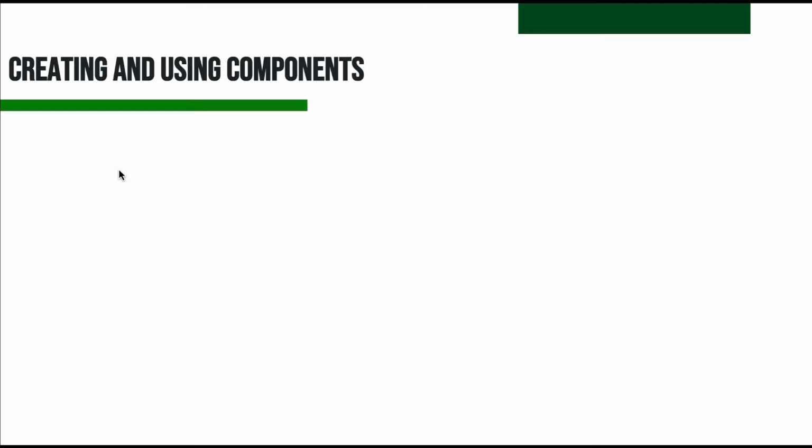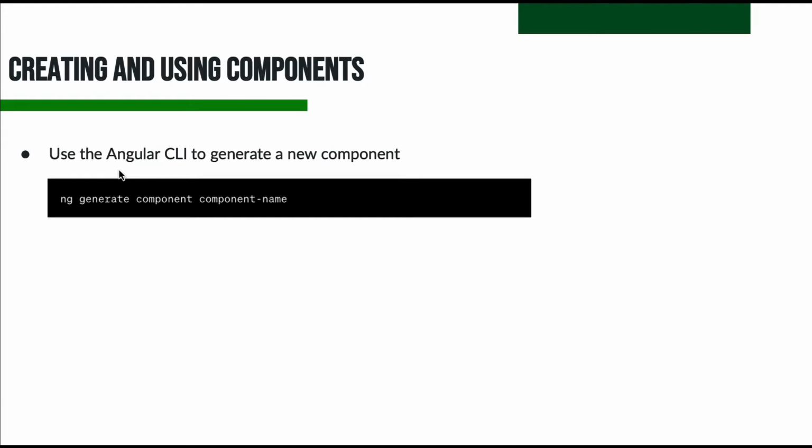In order to create a component, all we need to do is use the Angular CLI to generate a new component, and we can achieve that by using the following command: ng generate, or you can also just use ng g as a shortcut for generate, and then component and then the component name, and this will create three parts.